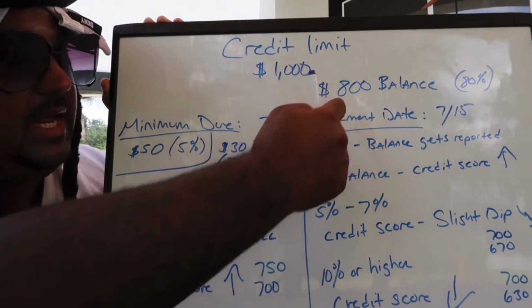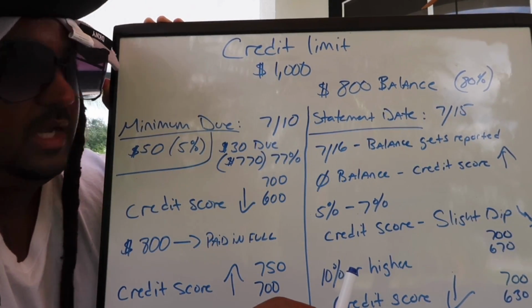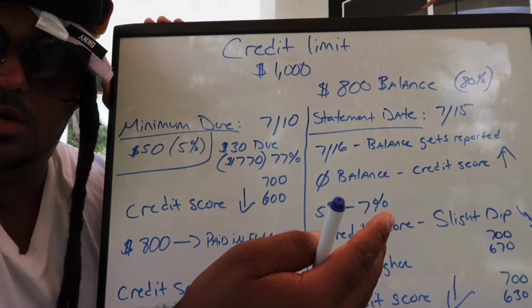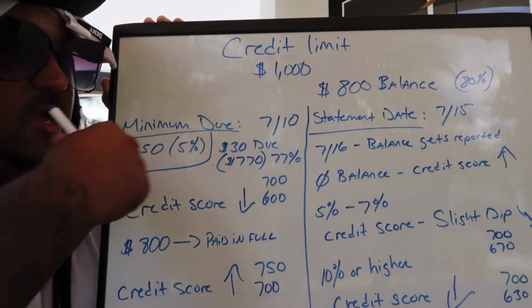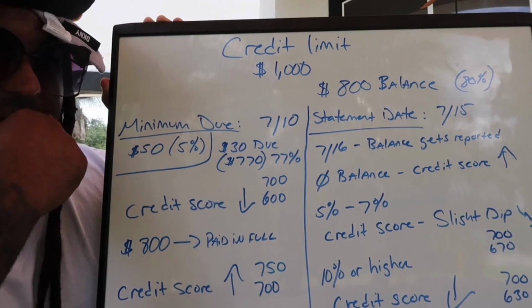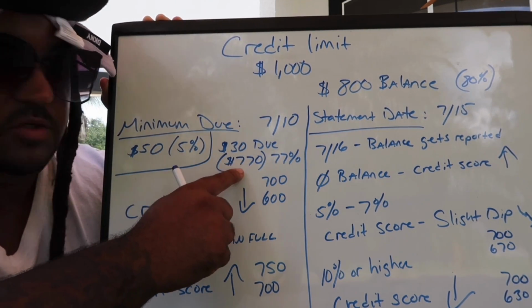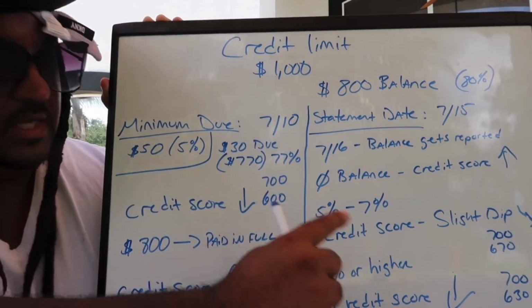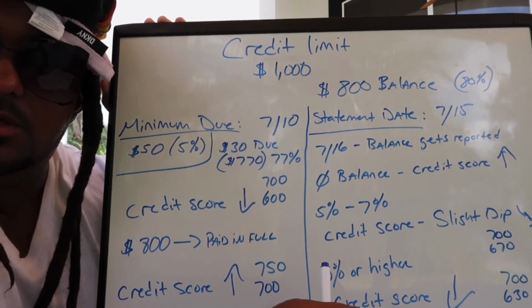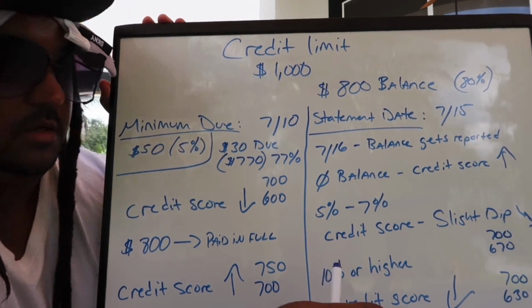They think, I've got an $800 balance and they only want $30. That's a no-brainer. Here you go. So you make the payment, and that leaves you with $770 left on this balance. Now you're at a 77% utilization on that card.